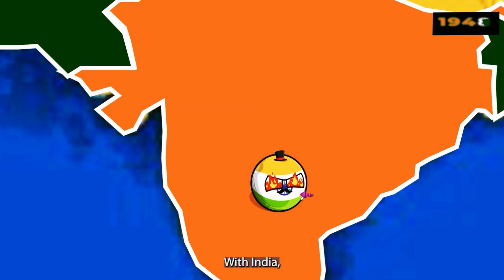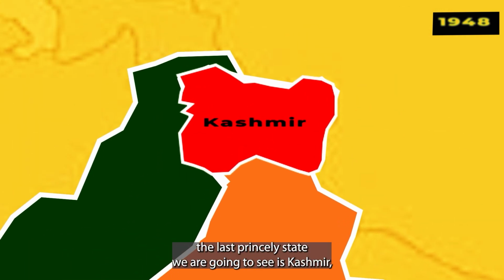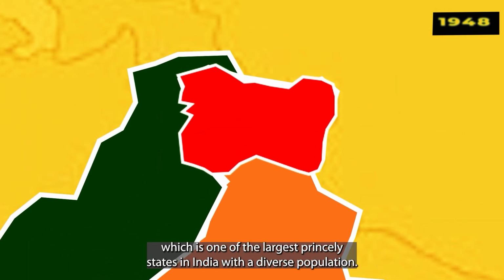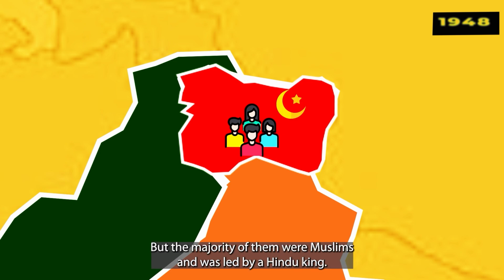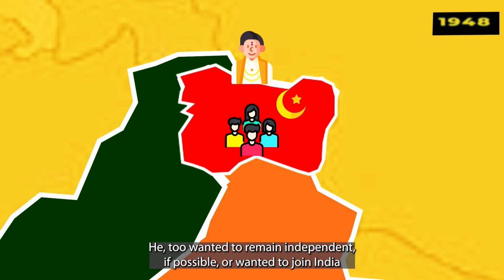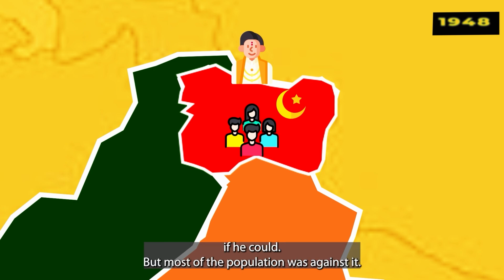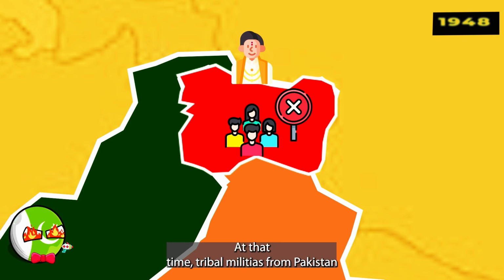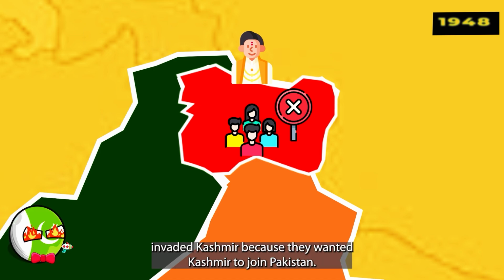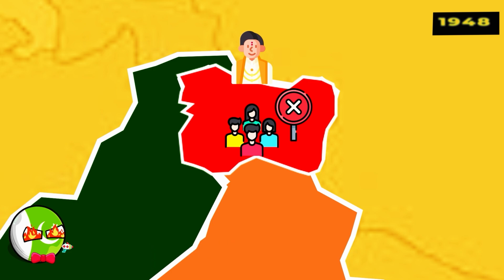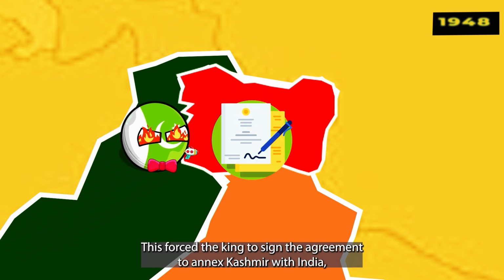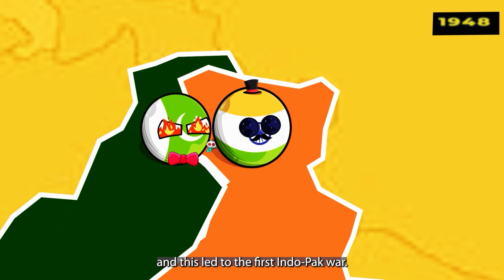The last princely state we are going to see is Kashmir, which is one of the largest princely states in India with a diverse population, but the majority of them were Muslims and it was led by a Hindu king. He too wanted to remain independent if possible, or wanted to join India if he could, but most of the population was against it. At that time, tribal militias from Pakistan invaded Kashmir because they wanted Kashmir to join Pakistan. This forced the king to sign the agreement to annex Kashmir with India, and this led to the First Indo-Pak War.